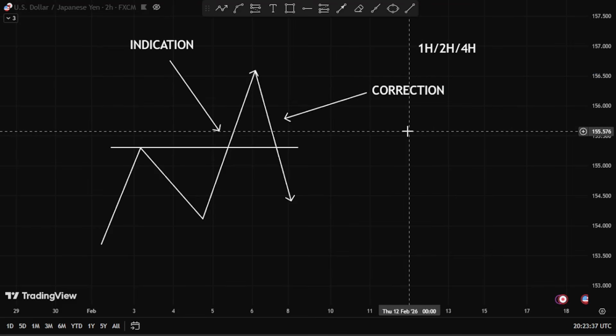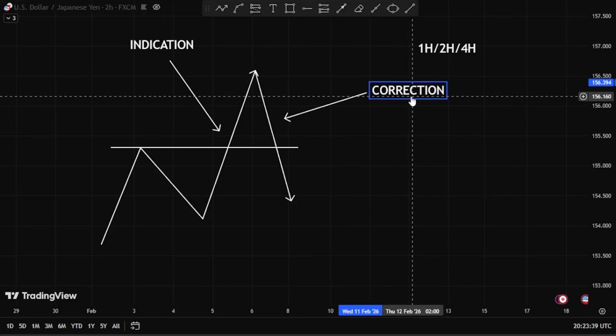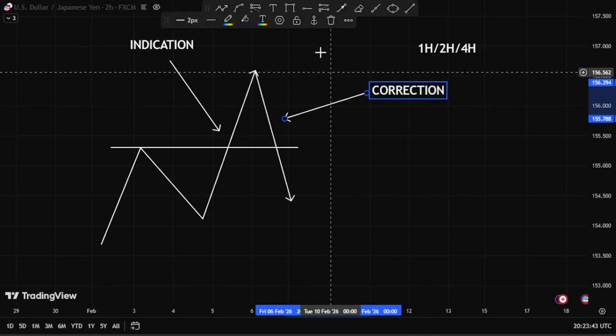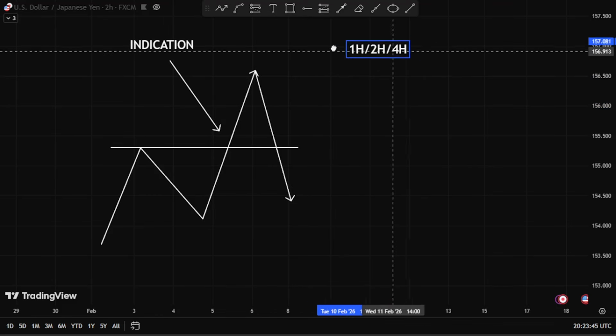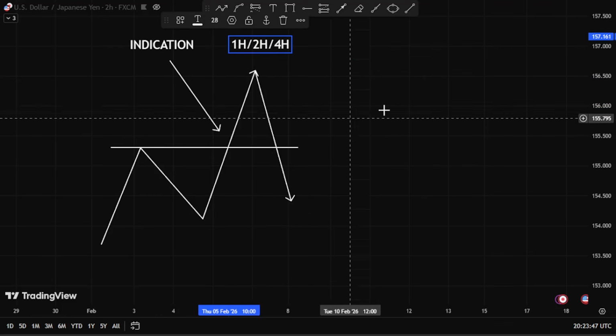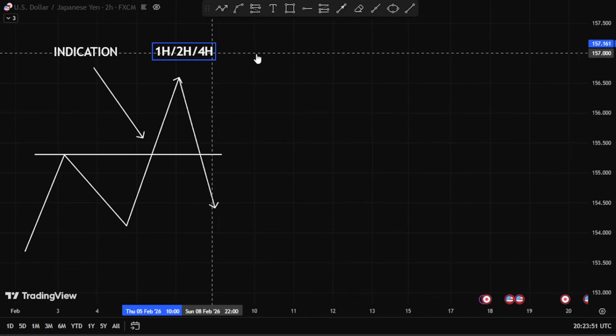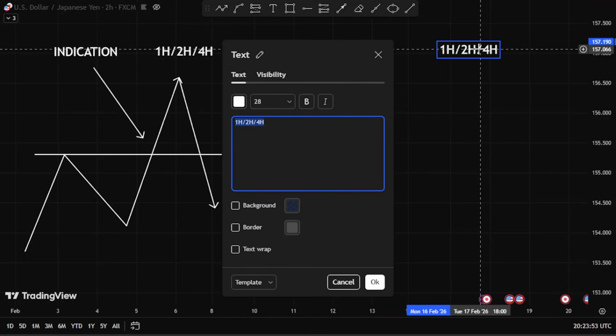Now, for the correction, normally you want to monitor this on the lower time frame. Okay, and I'm going to show you why very soon. So let's say you are looking at the indication, and this represents the higher time frame movement, on the left side. Now on the right side, we are going to represent the lower time frame movement. So for ICC, usually the lower time frame is the 5 minutes, the 15 minutes.